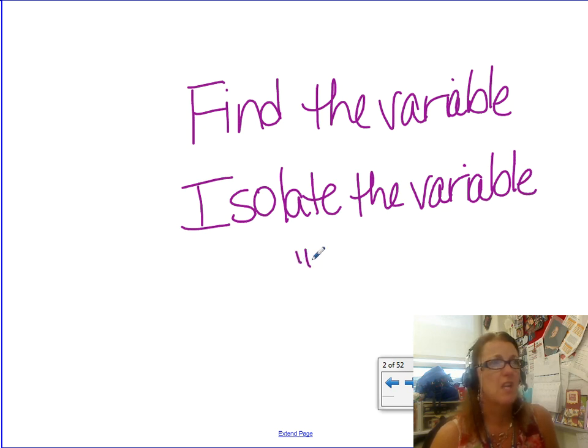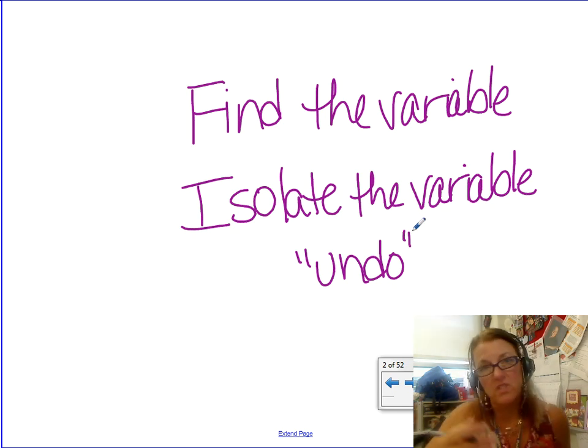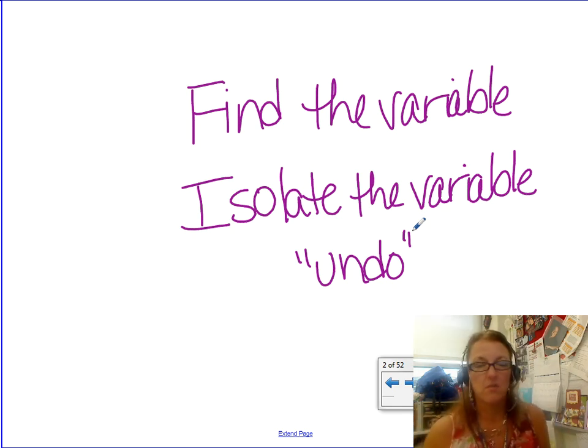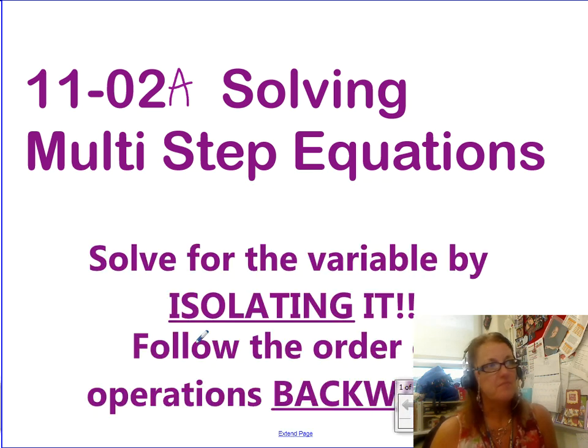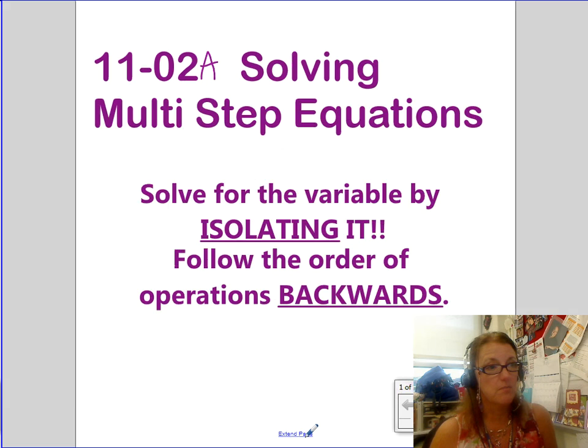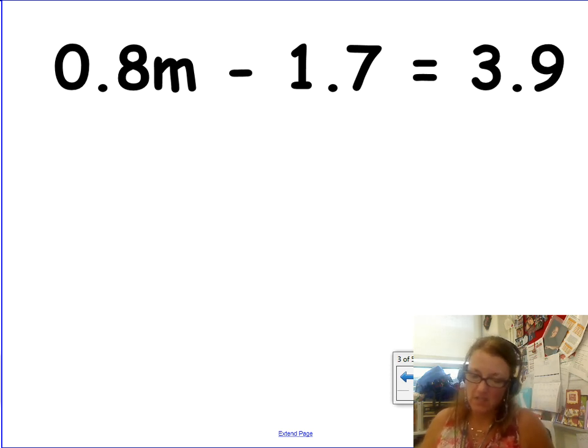And how do we do that? We had to undo everything that was happening. If we were adding to it, we'd subtract it. If we were multiplying it, we'd divide it. If we were dividing, we'd multiply, and so on. So we're looking to undo, or use the inverse operation of, what's happening. Now, what's going to make it even more complicated is that in order to solve for this variable, we have to isolate it, follow the order of operations backwards, undo it, and then make sure we simplify everything even before we get there.